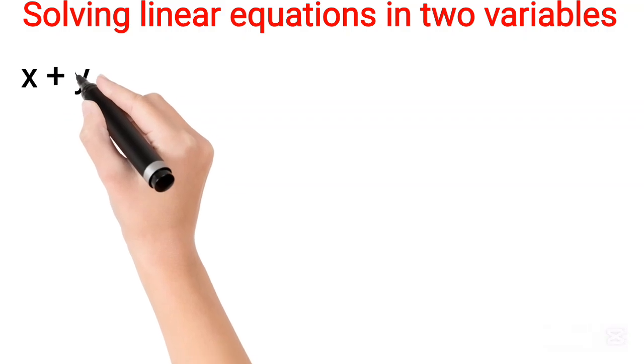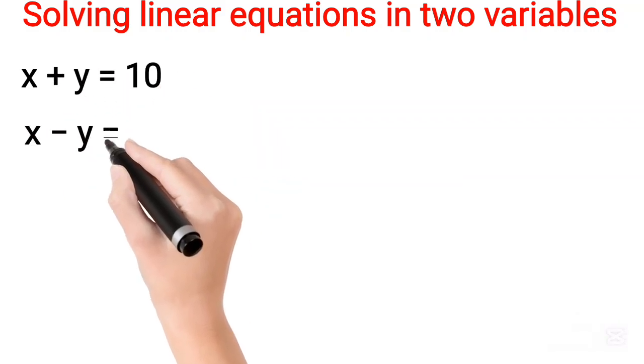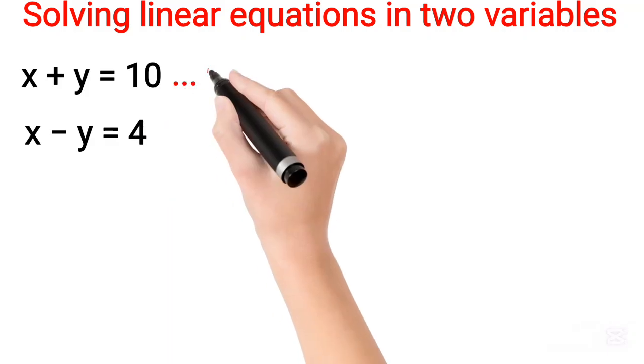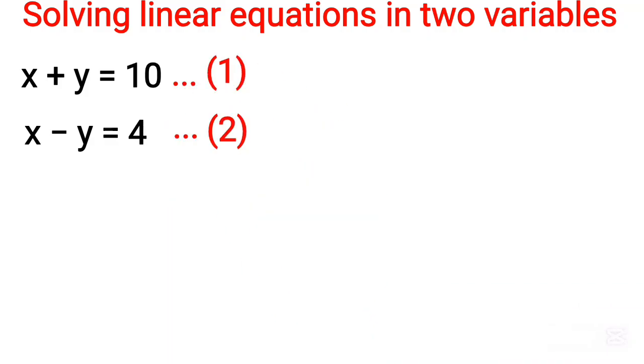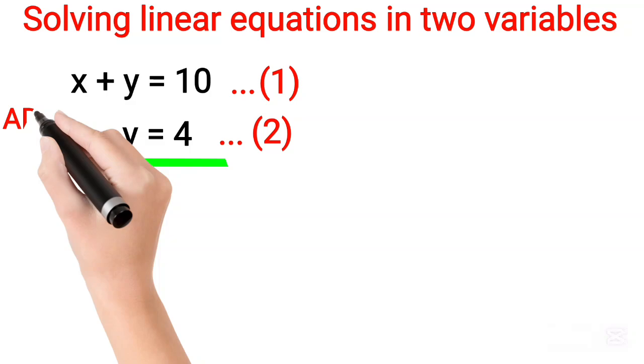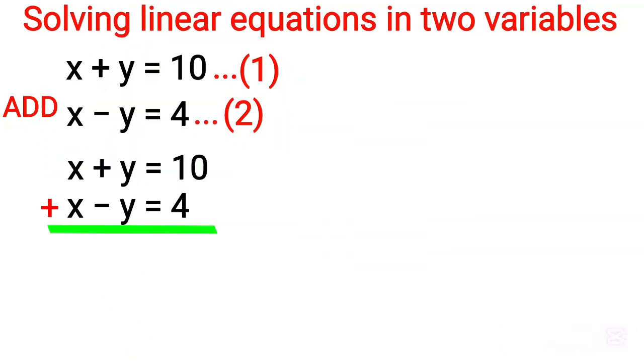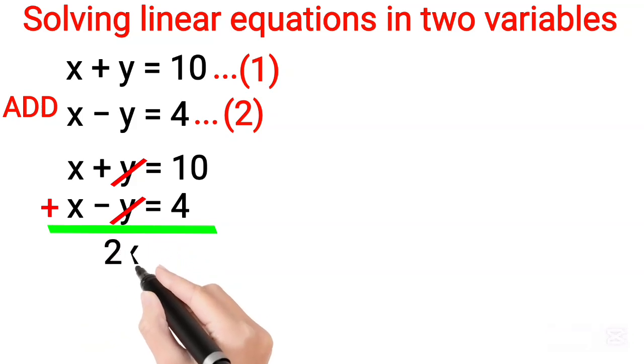Now let's solve a linear equations in 2 variables. Here is the example. x plus y equals 10, x minus y equals 4. Call them equation 1 and equation 2. We'll use the elimination method. Look closely. In equation 1, y is positive. In equation 2, y is negative. If we add the 2 equations together, positive y and negative y will cancel out. Add them. y minus y equals 0, x plus x equals 2x.